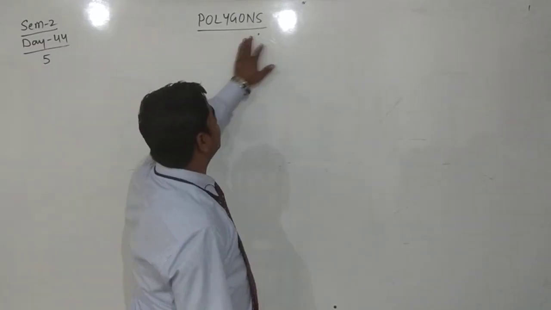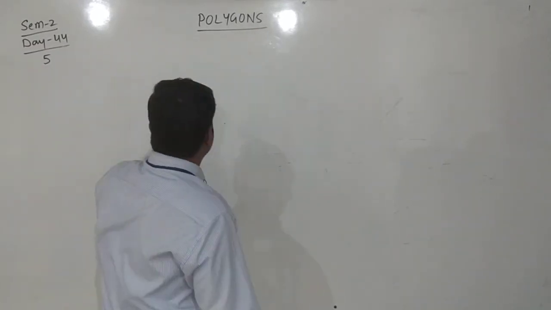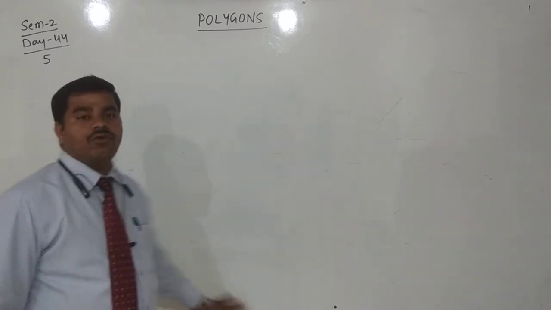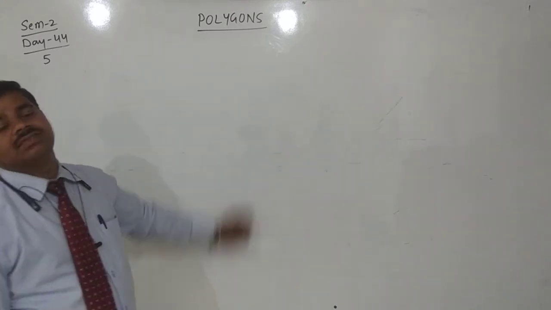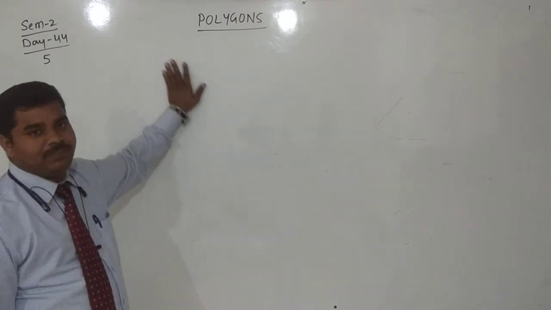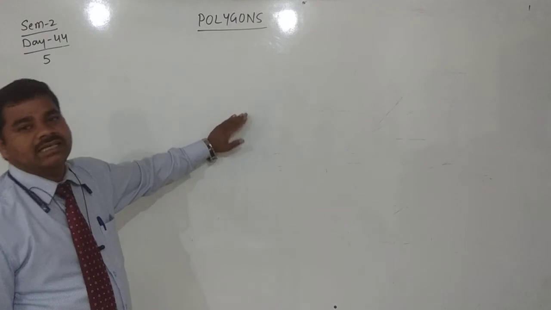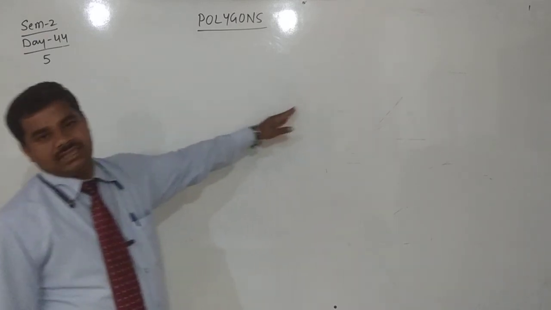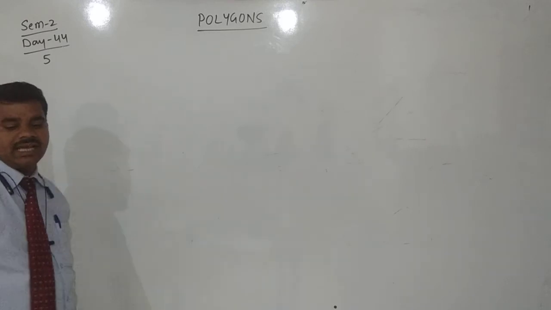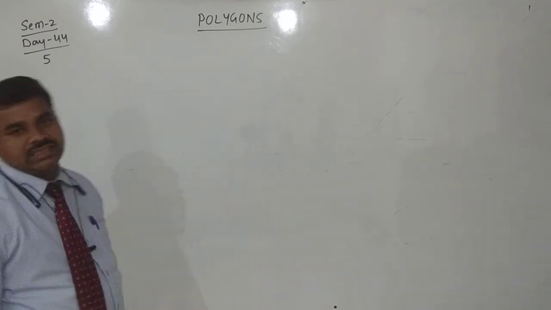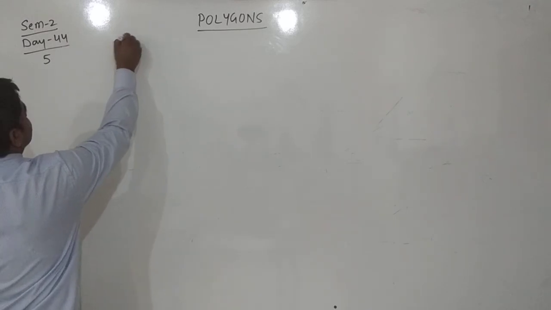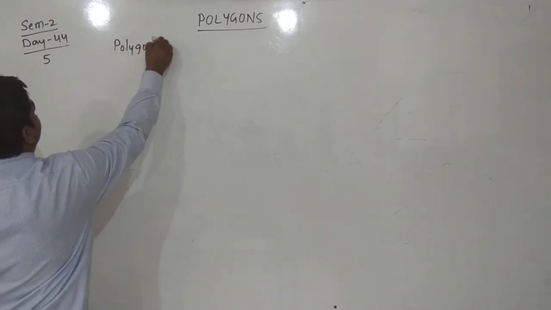We know the definition of polygon. What do you mean by polygon? Yes, polygon is a geometrical figure bounded by 3 or more than 3 line segments. Example we discussed, yes, a triangle. These are the polygons. Yes, polygons we can draw.